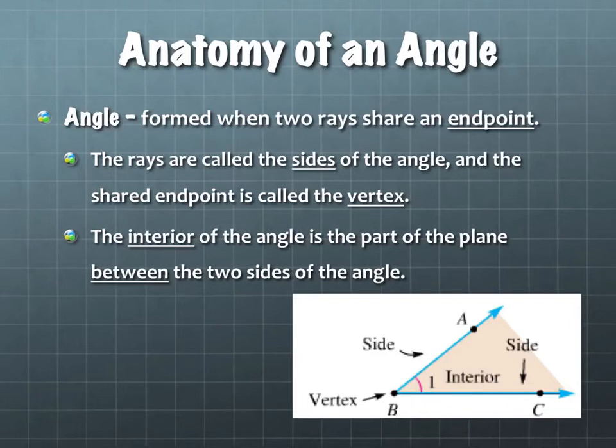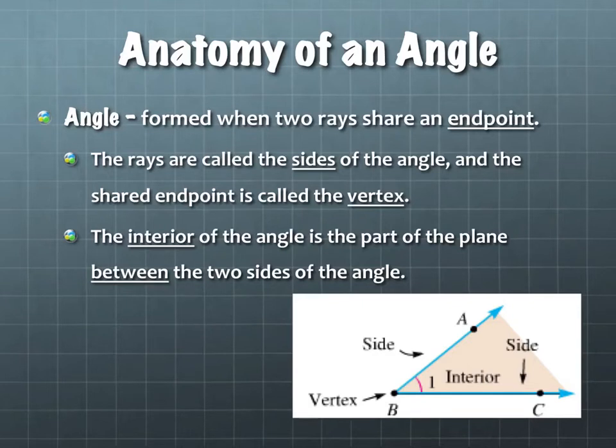The rays are called the sides of the angle, and the shared end point is called the vertex. You can see the diagram where I've labeled side, I've labeled vertex. The blue rays are forming the angle. The shaded part, in that sort of beigey color, is actually the interior of the angle. It's the part of the plane between the two sides.